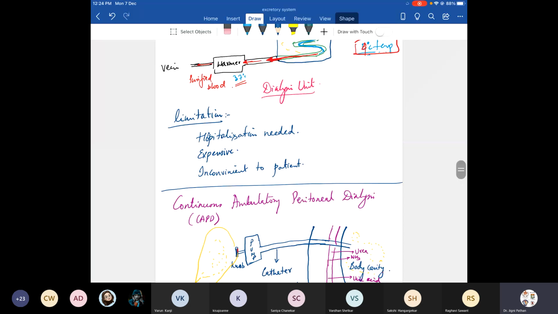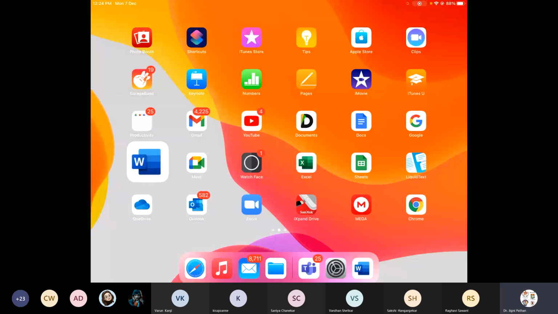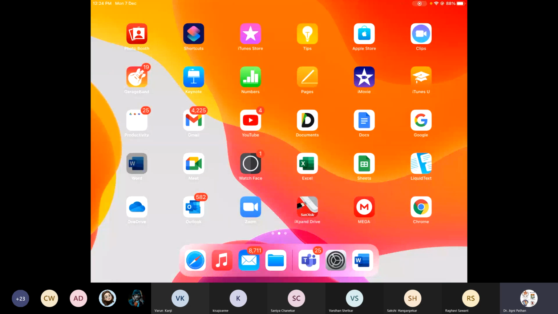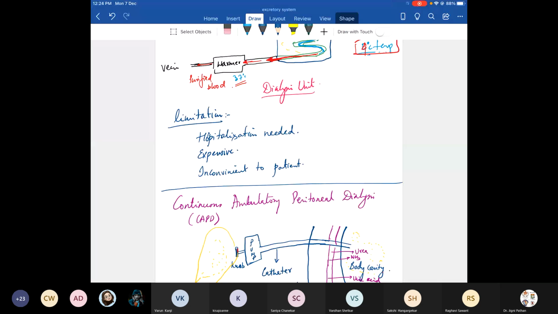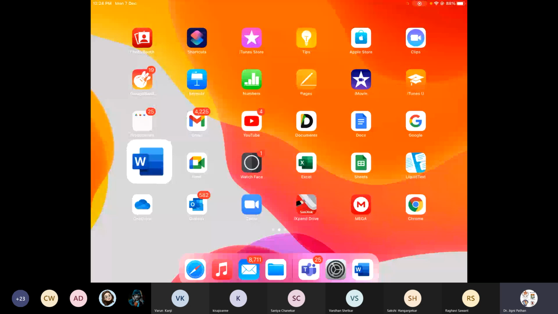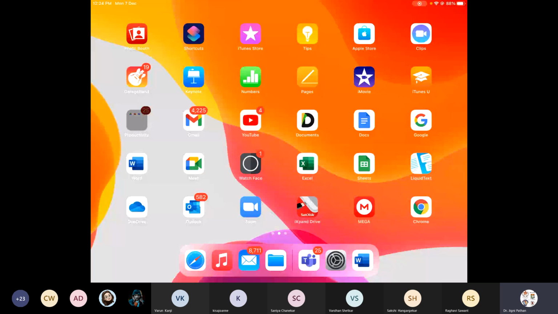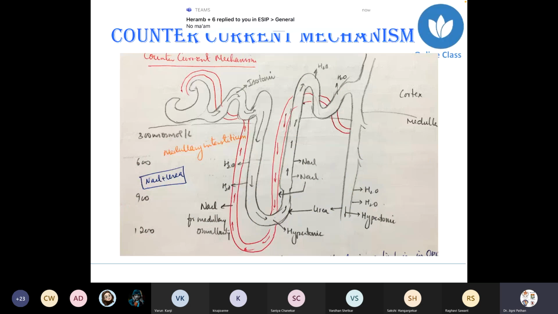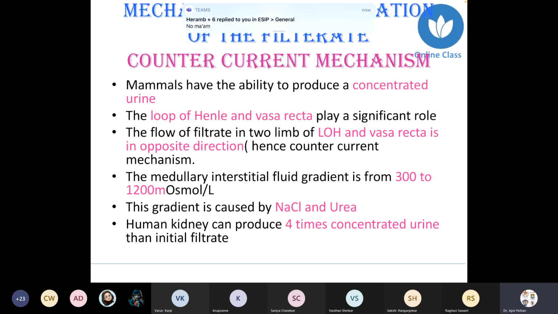Have we studied the countercurrent mechanism? No. So we'll be starting with the countercurrent mechanism. So what is countercurrent mechanism? Write down.